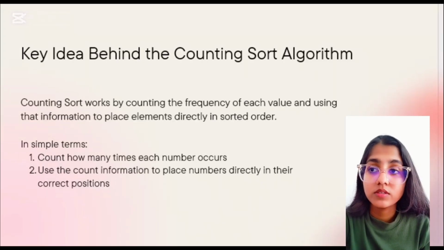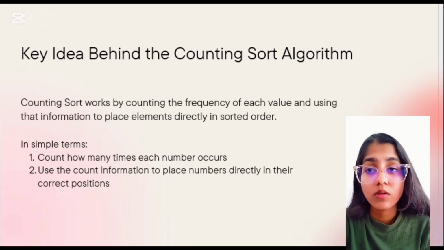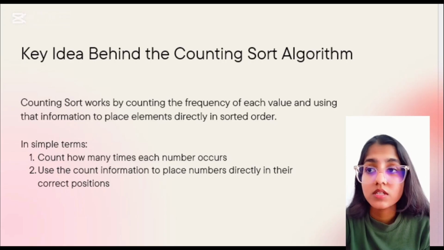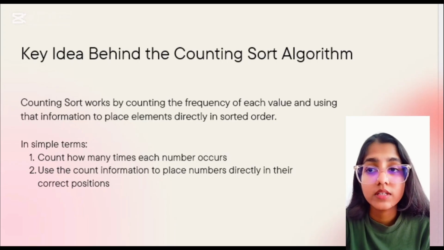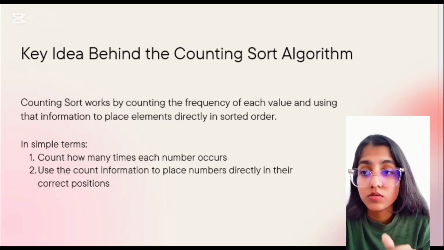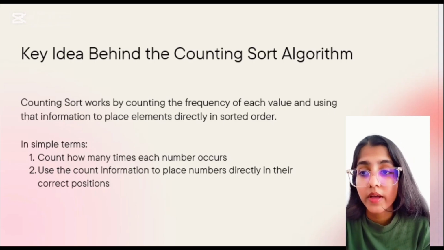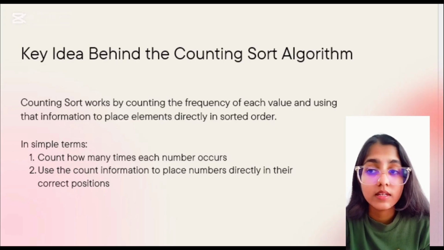Now I'll explain to you the key idea behind the counting sort algorithm. The key idea behind counting sort is counting instead of comparing. Instead of comparing elements with each other to decide their order, counting sort counts how many times each value appears in the input array. Using these counts, the algorithm then calculates the exact position of each element in the sorted output. In simple terms, it counts how many times each number occurs, then it uses the count information to place numbers directly in their correct positions. Because it avoids comparisons, counting sort can sort data faster than traditional sorting algorithms when the input values are within a small known range.